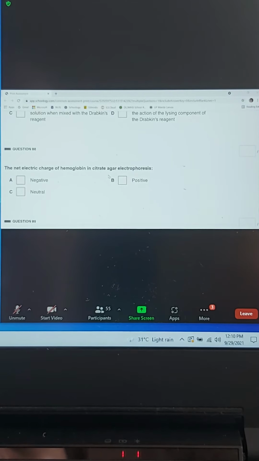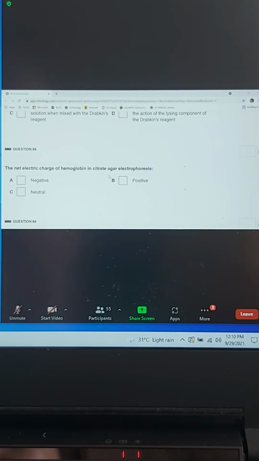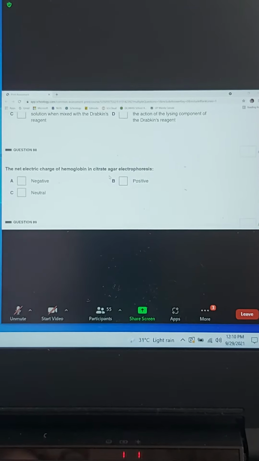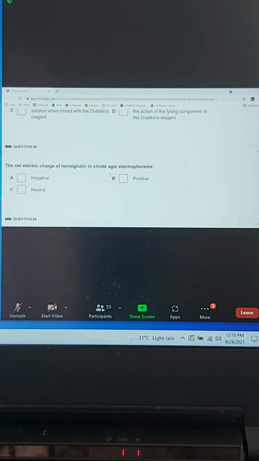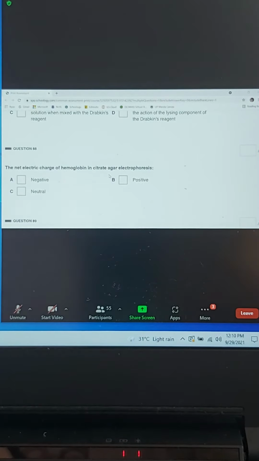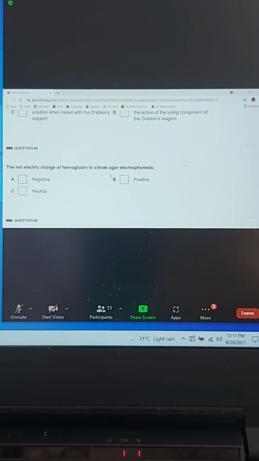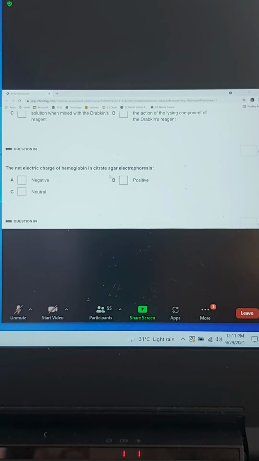That's why in serum protein electrophoresis, to make the net charge of the proteins negative, they are placed in an alkaline environment. So in cellulose acetate, an alkaline electrophoresis, it is negative. But in citrate agar, since it is acidic, the net electric charge is positive. Okay, so don't forget, when acidic, more positive. When alkaline, more negative.